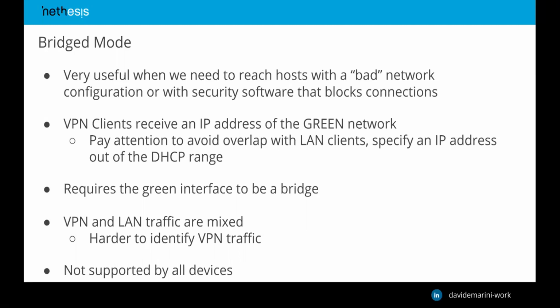In this mode, there are also a few drawbacks. The first one is that you need to reserve an IP range for VPN clients in order to avoid conflicts with your green network. This IP range must be outside of the DHCP range of the remote subnet. Another drawback is that it is more difficult to identify VPN traffic because it is mixed with your LAN traffic. Additionally, the bridged mode is not supported by every operating system. For example, it won't work on iOS.